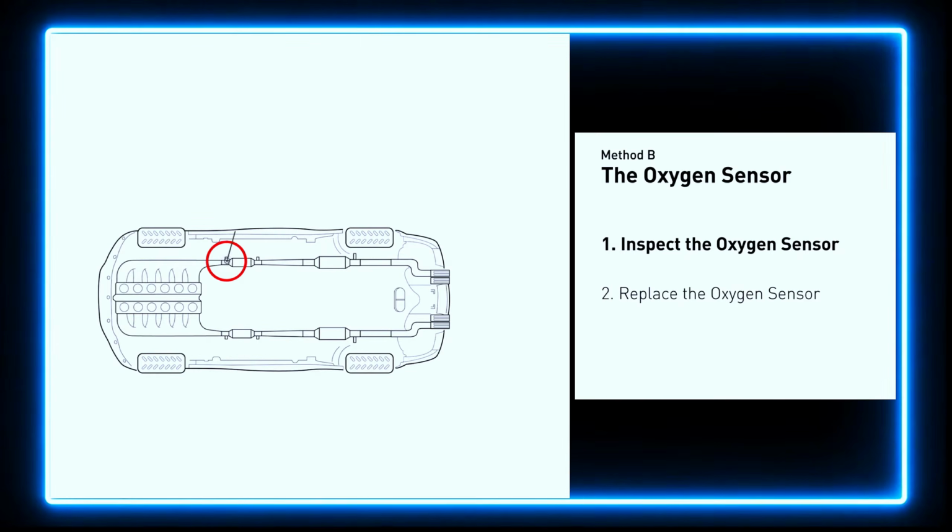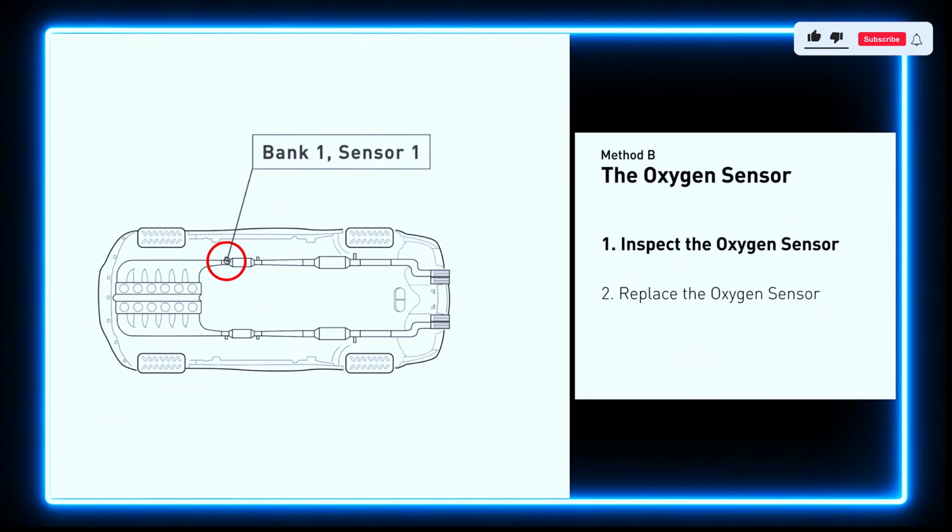This oxygen sensor is located right before the catalytic converter. Bank 1 is on the side with the cylinder number 1. Sensor 1 is usually the one in the exhaust manifold.